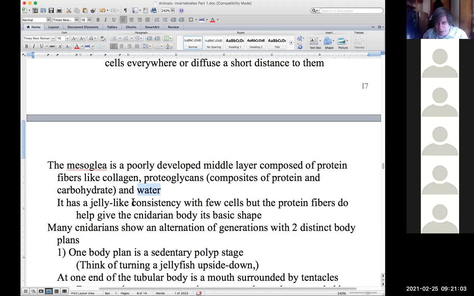So again, like the mesohyl in sponges, this layer has a kind of a jelly-like consistency. It's somewhat solid, but it's not a solid that has a definitive shape. Now, despite that, the protein fibers are relatively stiff and rigid, so they help give the body its shape.